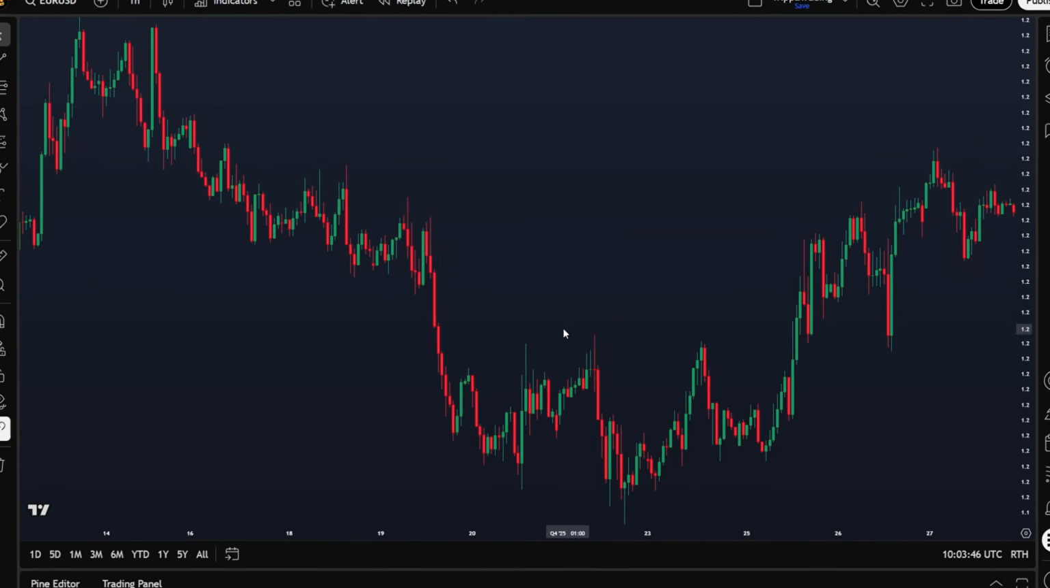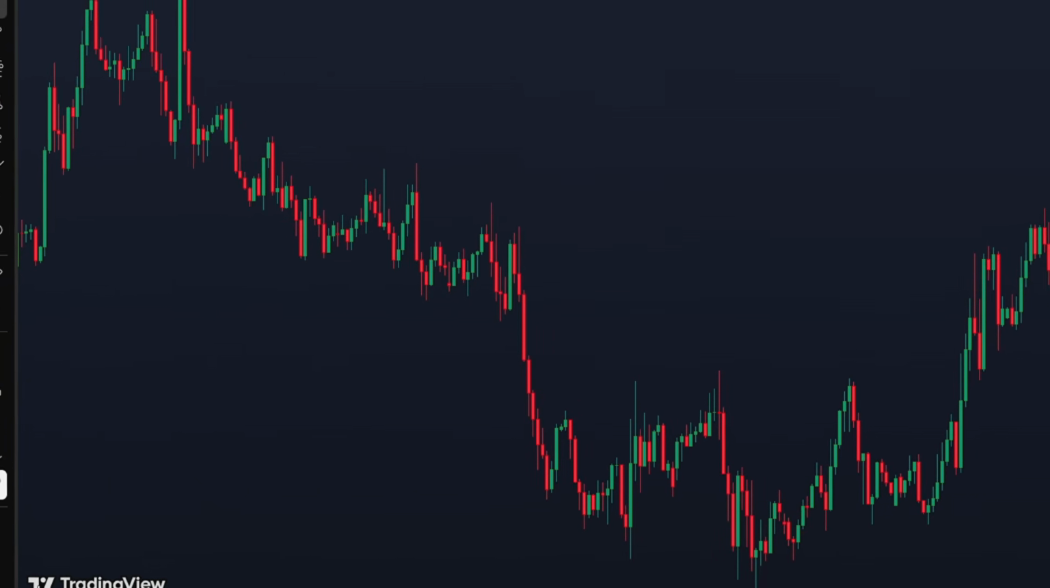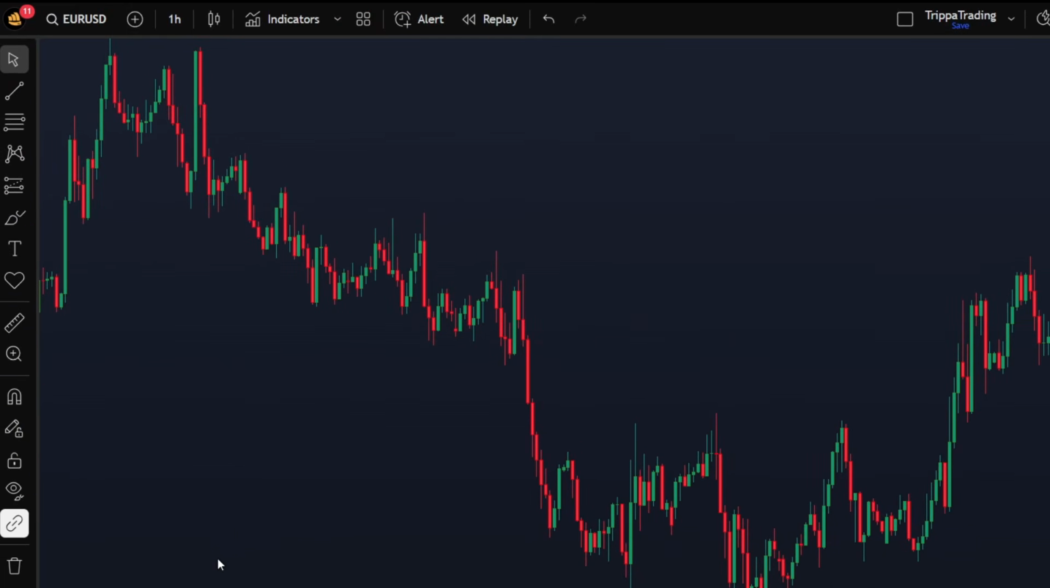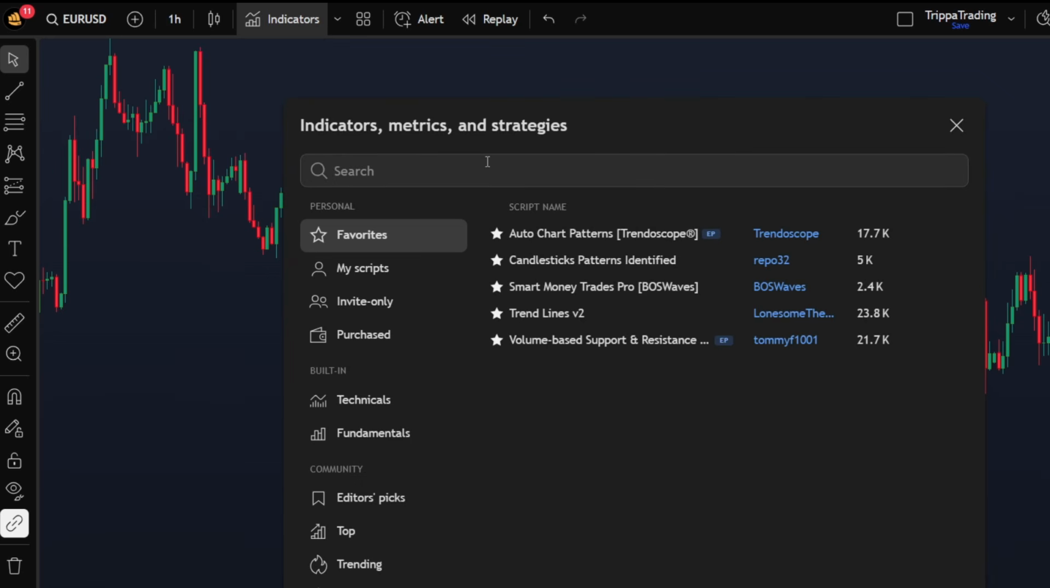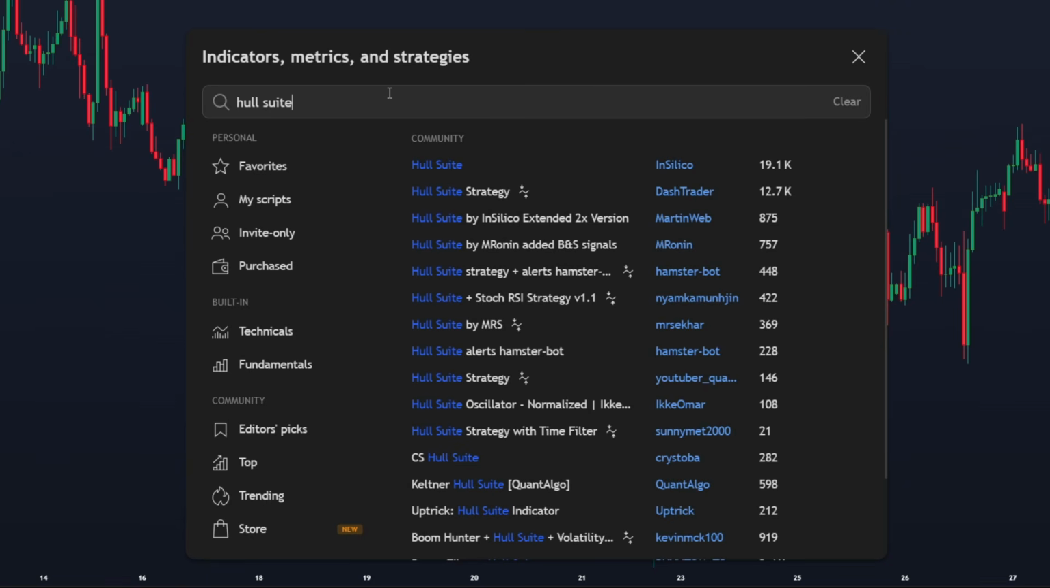Now let's start setting this up on the chart. I'm on TradingView, and the first thing we add on our trading chart is called the Hull Moving Average. Click Indicators and search for Hull Suite by Encelico. Add this one to the trading chart.